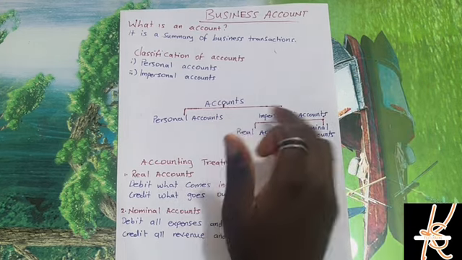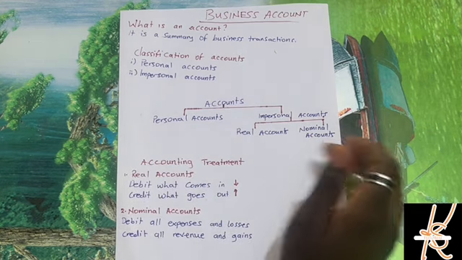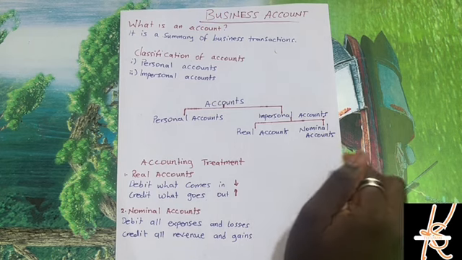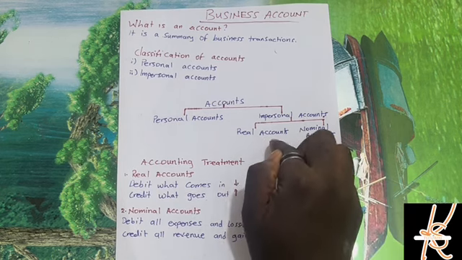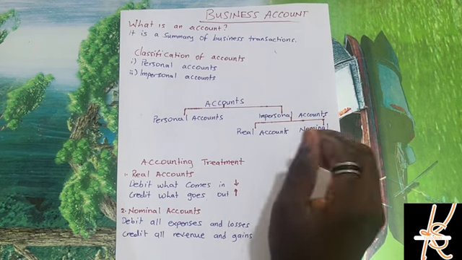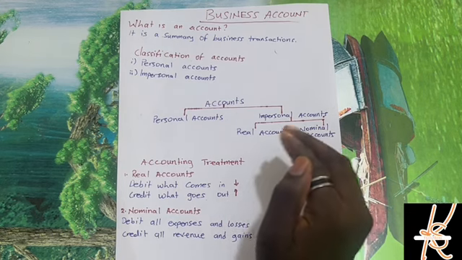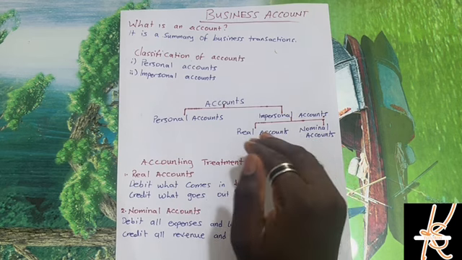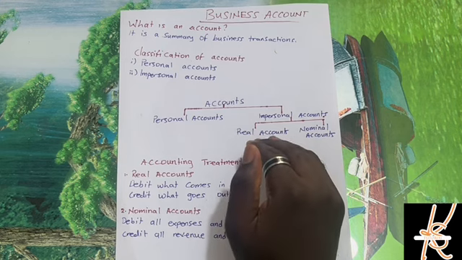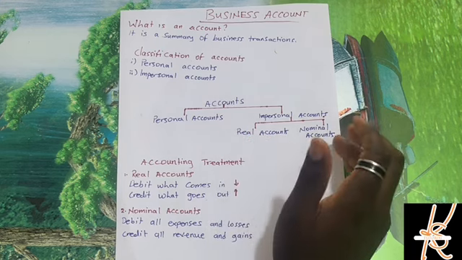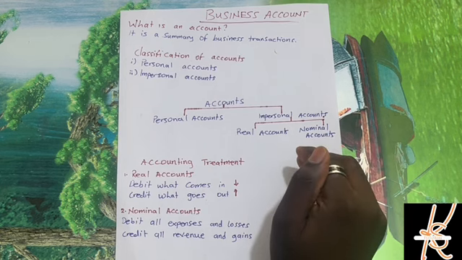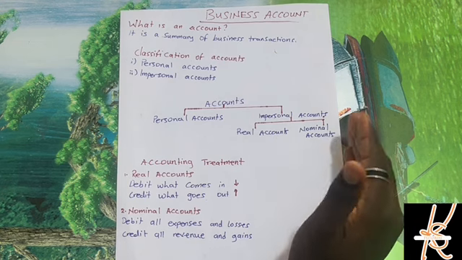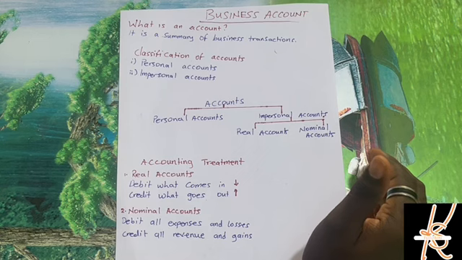So we have the types of accounts: the personal account and the impersonal account. Under the impersonal account, we have the real account and then the nominal account. The real account records assets accounts. So motor van, we have cash, we have debtors, building, those real assets. That is what comes under the real accounts. And then we have the nominal account. The nominal account records the expenses and then the revenues. Do we get it?